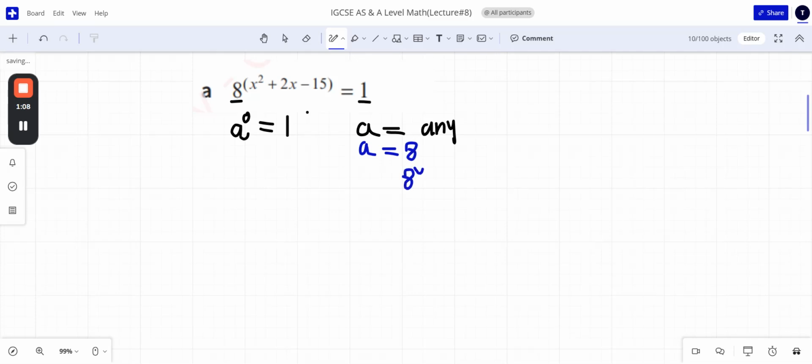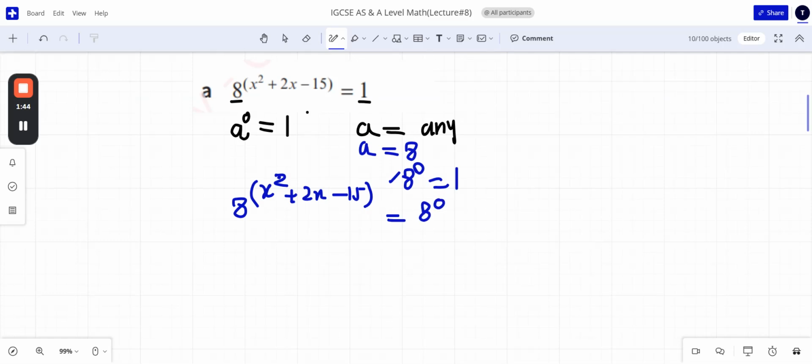8^0 is equal to 1 also. Any base, any number, but the power is 0, it would be equal to 1. So instead of the 1 we will substitute here 8^0. So now 8 power x² + 2x − 15 equals 8^0.